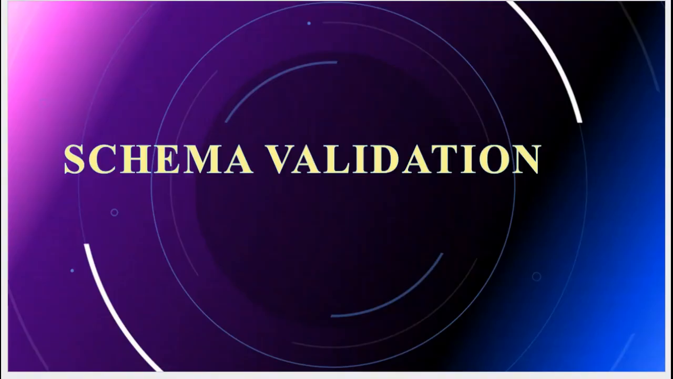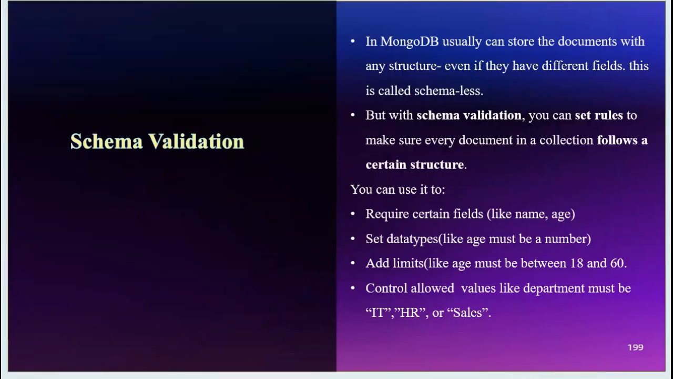Hello everyone, welcome to today's session. In this session, I am going to explain about schema validation in MongoDB. It is a rule. Schema validation means a rule that checks the data before saving it in a collection. It ensures that only valid and correct data, like proper type or format values, is stored.